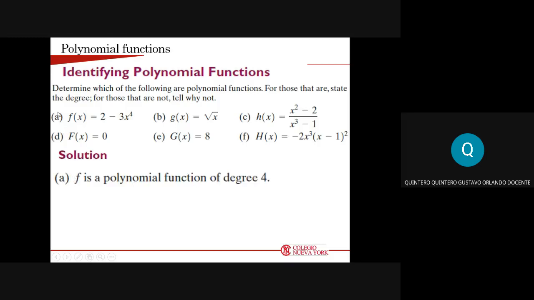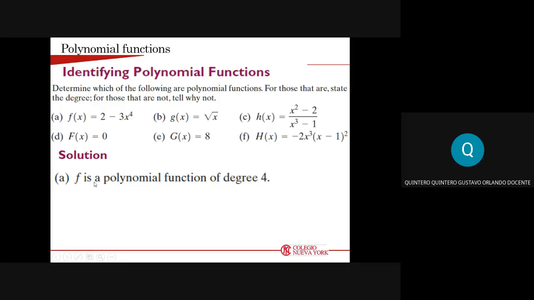The first one, A, F, this F, right? Remember, every single one of these functions has a name. This function is called F. This function is called G. This function is called H, right? This one is F, this one is G, this one is H. The letter that appears at the beginning is the name of the function.